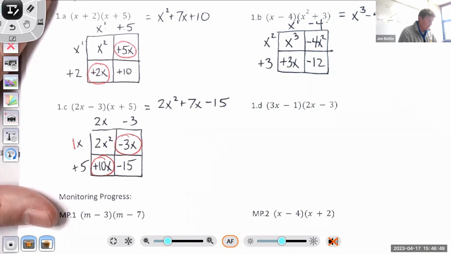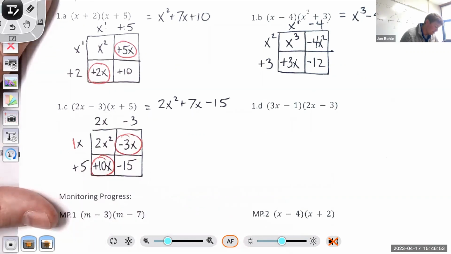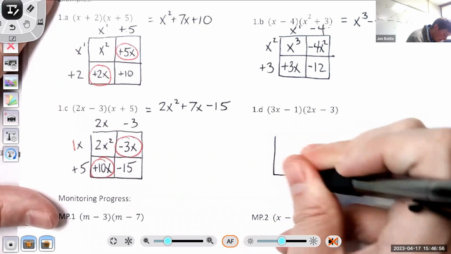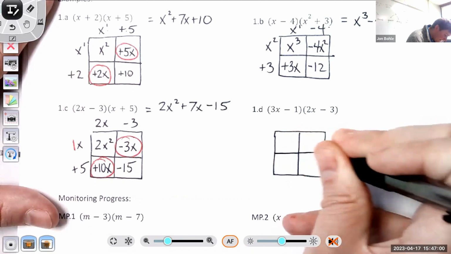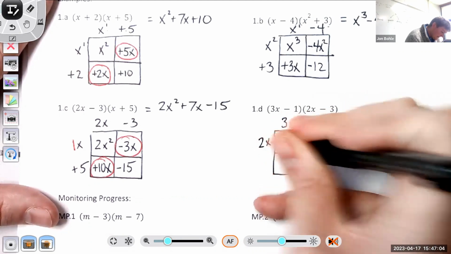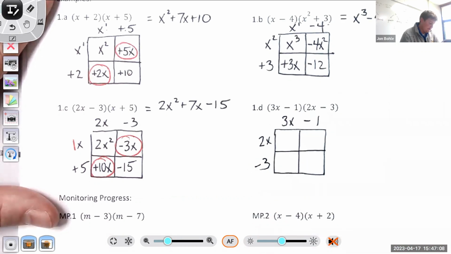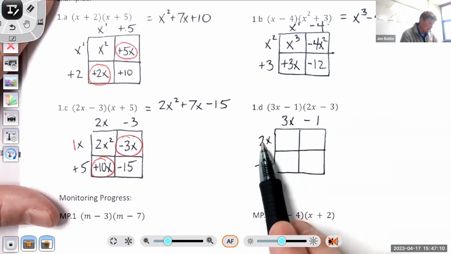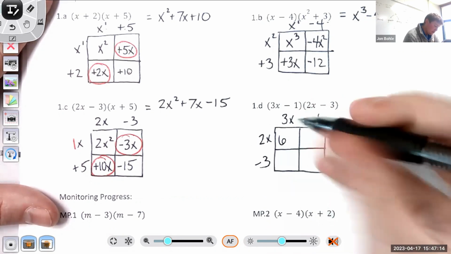1D, same thing. The only difference in these ones is I have coefficients in front of the x terms. So I'm going to continue to do the work required of me. So 3x minus 1, 2x minus 3. 2x times 3x, 2 times 3 is 6. X times x is x squared.